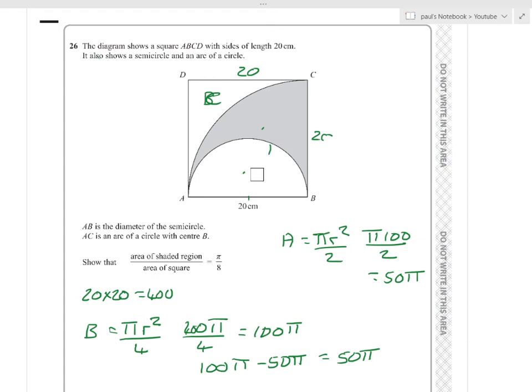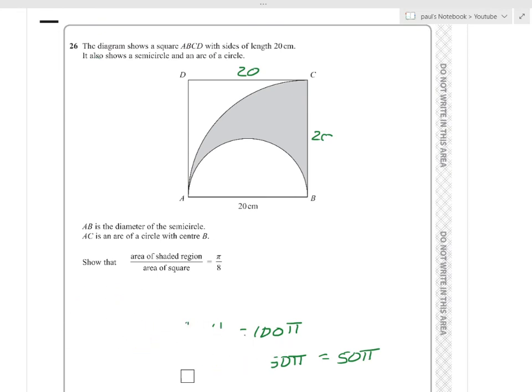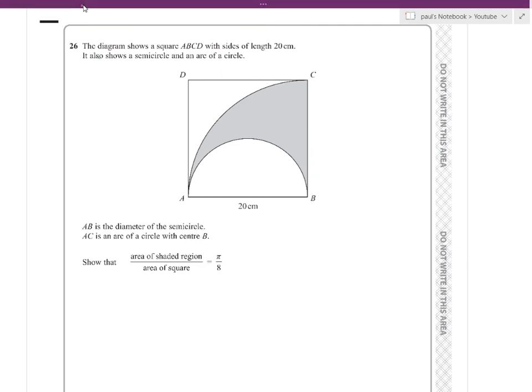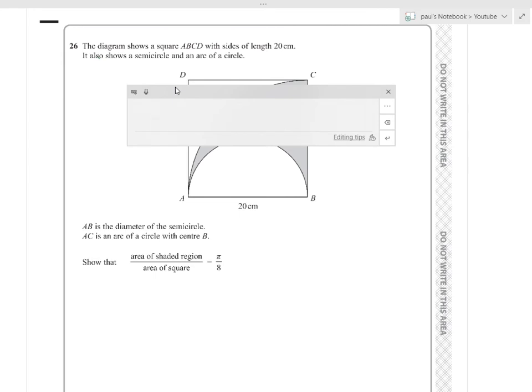I thought that was pretty easy actually, but I got muddled up, didn't I? So let's do all that again. I'm very, very close. Right. Let's start that again. Let's have a look. Right, so the area of the square.